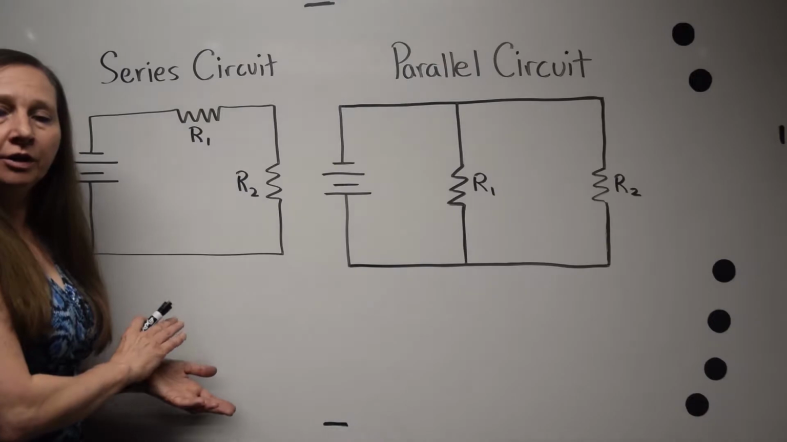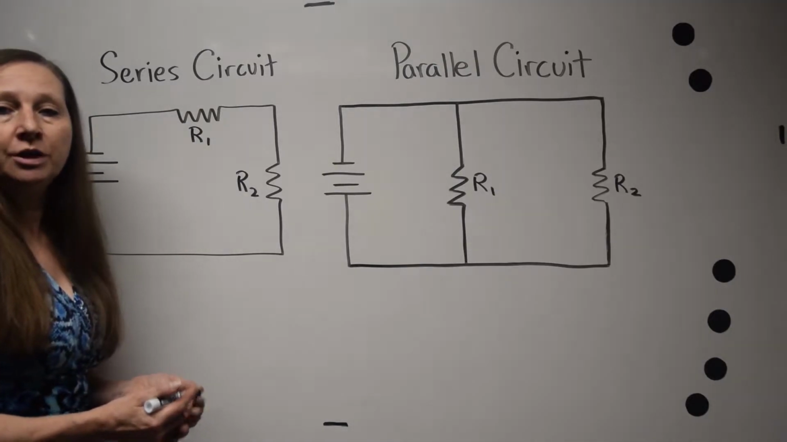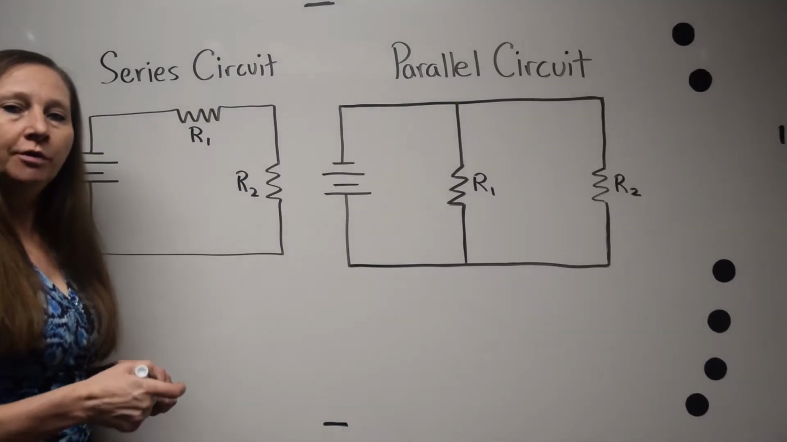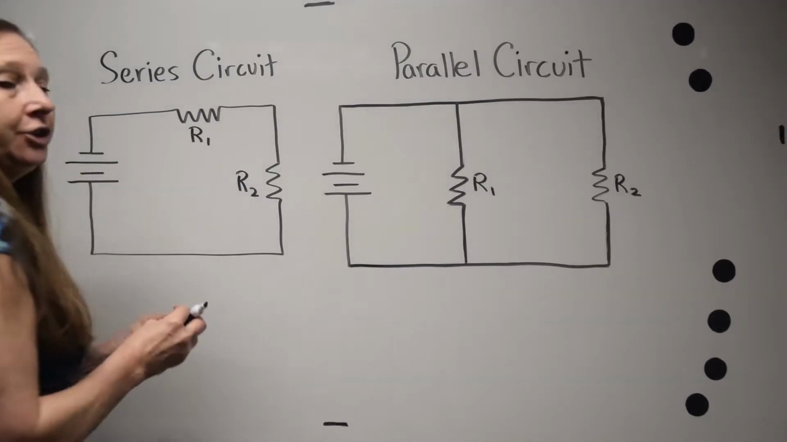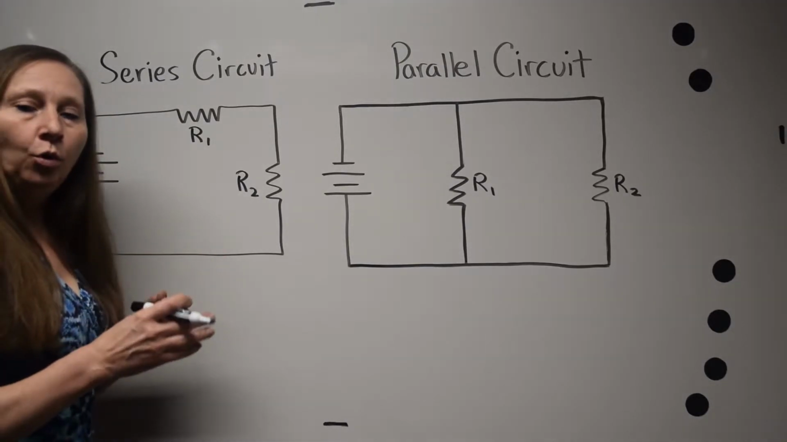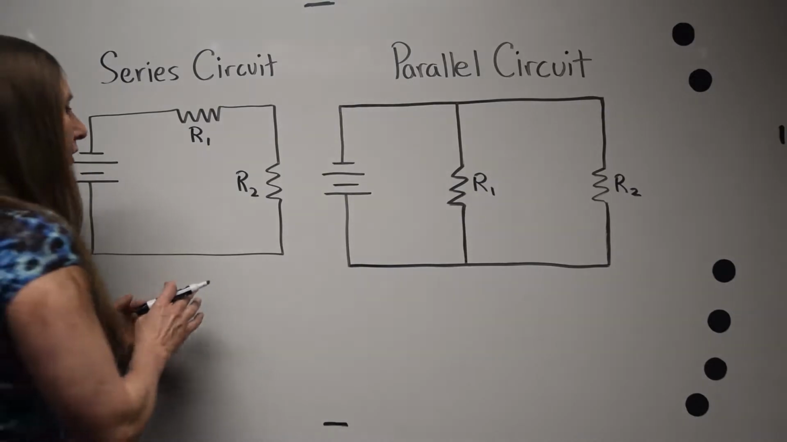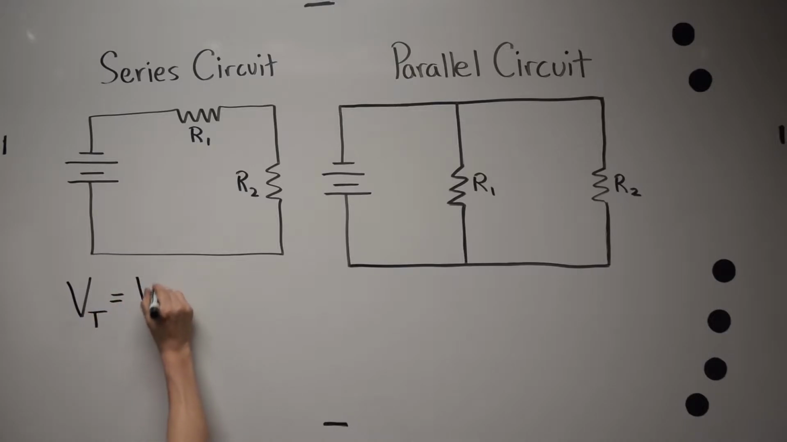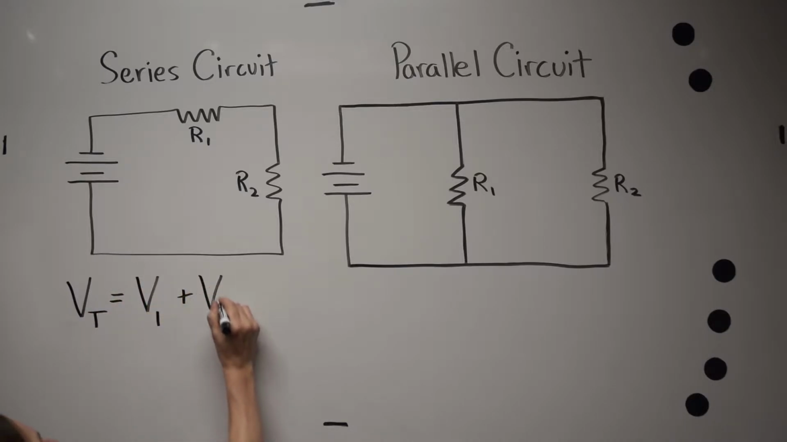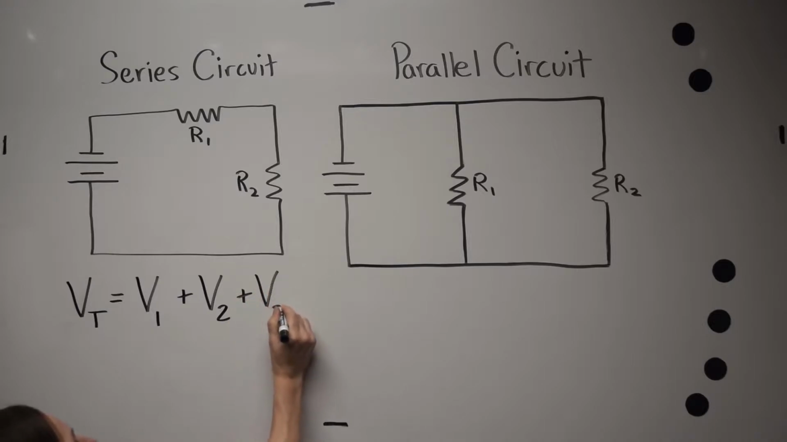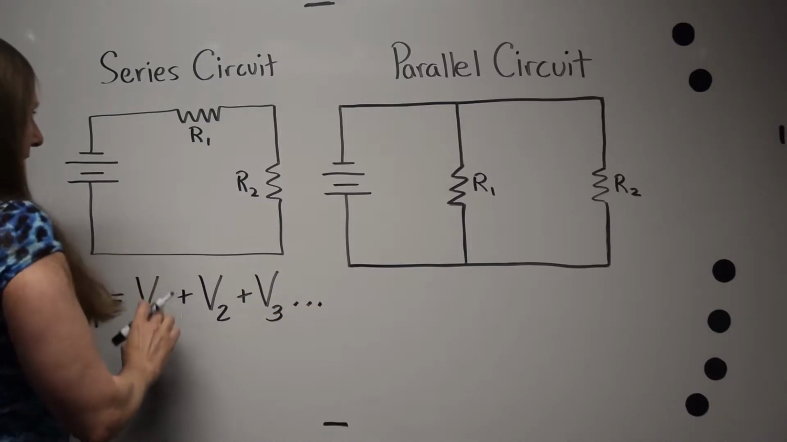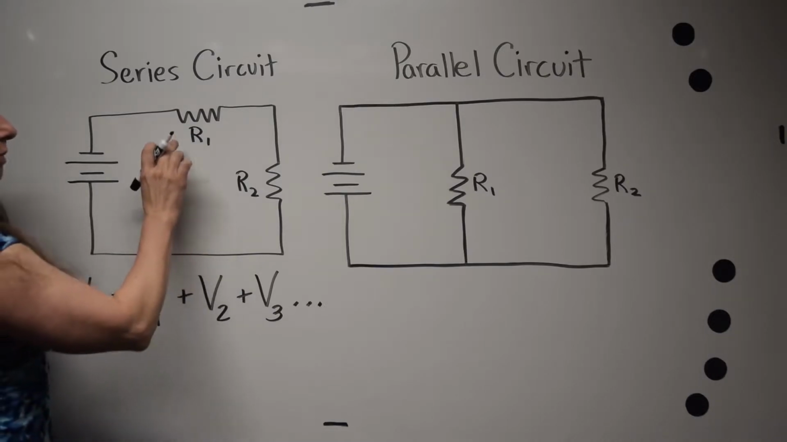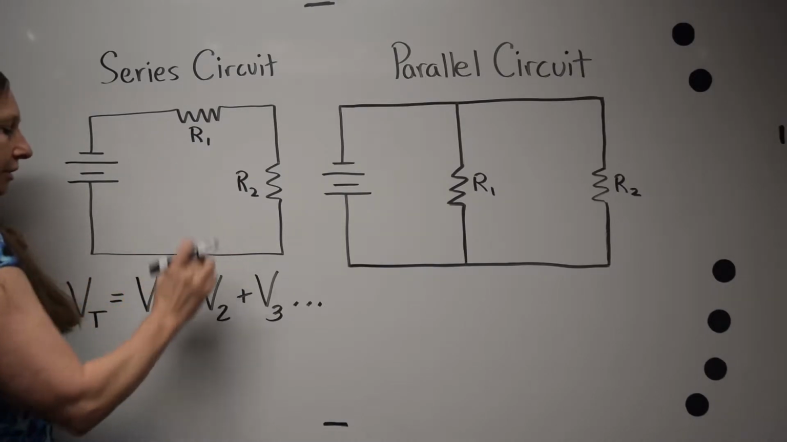How is a series circuit different from a parallel circuit in terms of calculating the total voltage? Well, in a series circuit, you add up all the voltages to get the total voltage. So the total voltage, V total, would be equal to V1 plus V2 plus any other V's that are in the series circuit. Now, V1 in this case would be the voltage of the first resistor.